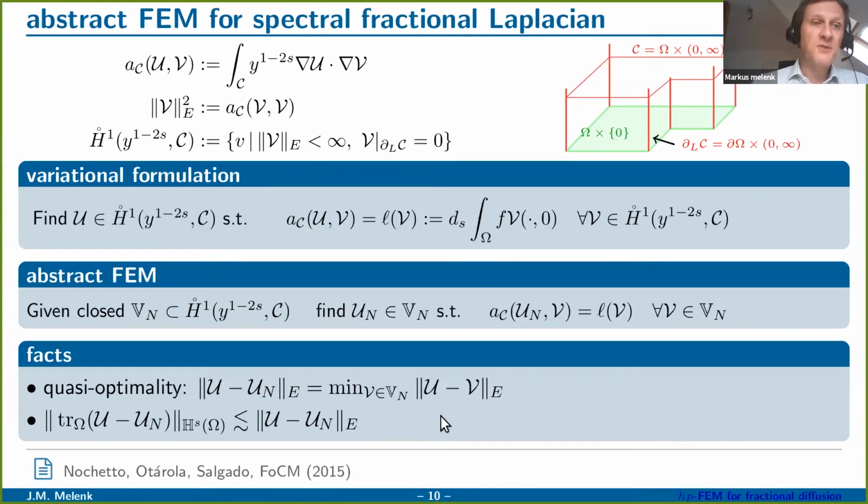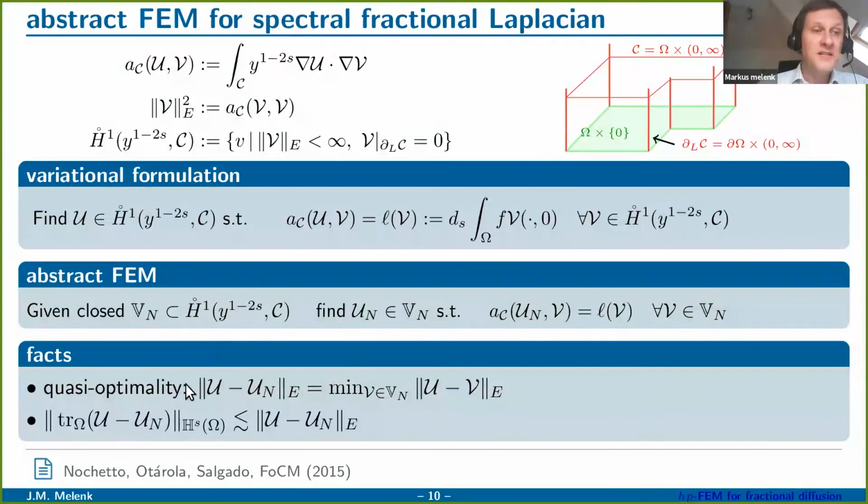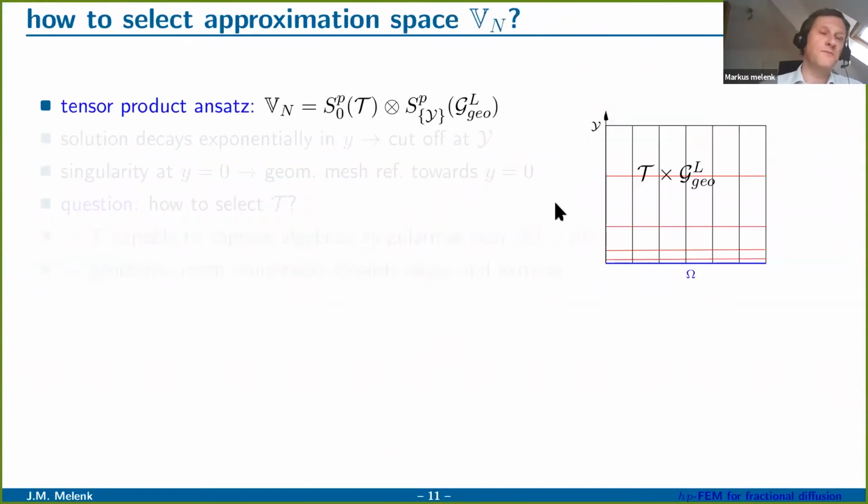And remember that ultimately we're interested in the trace. So we need to relate the energy norm to a norm on omega, but we have a trace estimate. So the H^s norm is actually bounded by the energy norm. So convergence in the energy norm tells us something about convergence of the trace. Okay, so this quasi-optimality result tells us that we only need to worry about the selection of the space V_N. How should we choose it?